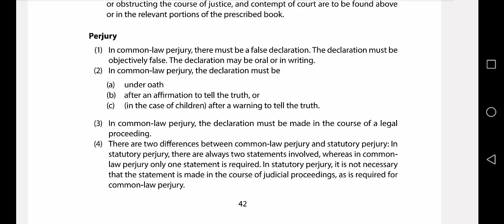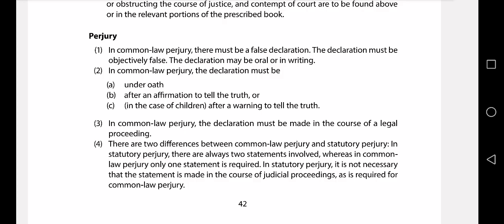These are two differences between common law perjury and statutory perjury. In statutory perjury, there are always two statements involved, whereas in common law perjury only one statement is required. In statutory perjury, it is not necessary that the statement is made in the course of judicial proceedings, as is required for common law perjury.